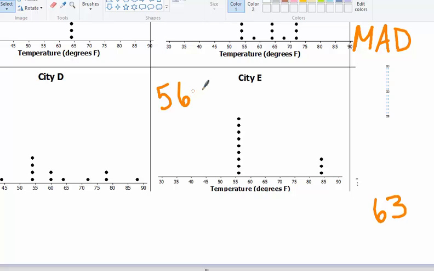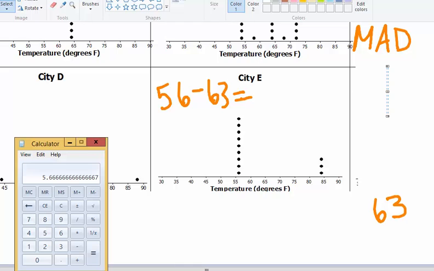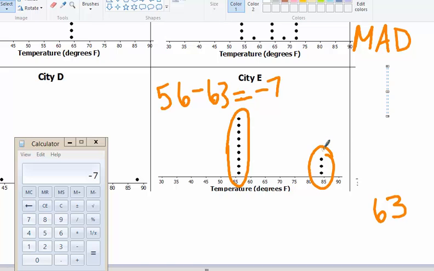So I'm going to find the deviation, 56 minus 63. I'm going to use my calculator to check. 56, I'm going to clear it first. 56 minus 63 will give me that -7. So all of these right here are -7s. Then I'm going to go over here. This looks like an 84. So I'm going to do 84 minus 63. I'm going to use my calculator to check. 84 minus 63 gives me that positive 21.